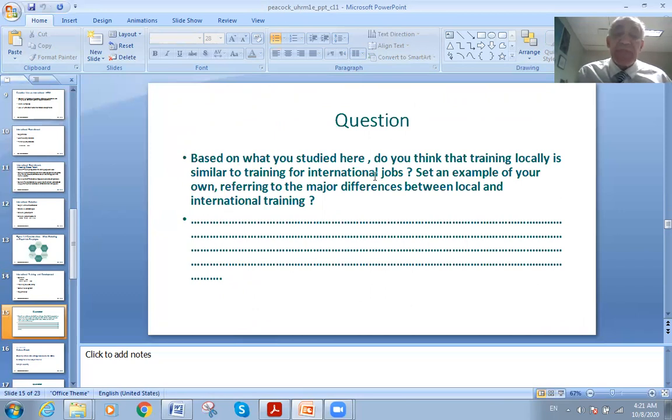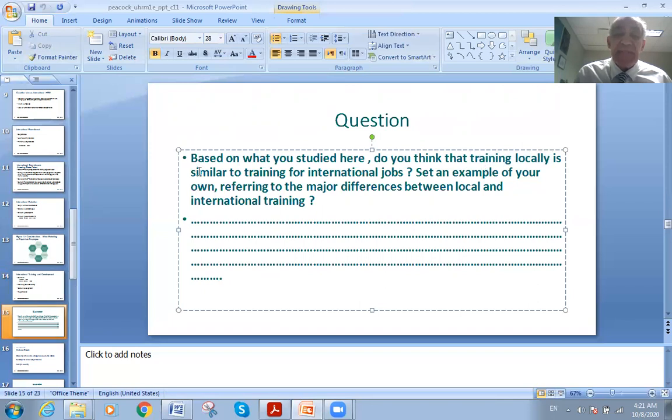So based on what you studied here, do you think that training locally is similar to training for international jobs? Do you think? No. When you are working in India or China now, would it be the same as when you come to work in Canada? No. There must be differences. The society is different, the culture is different.